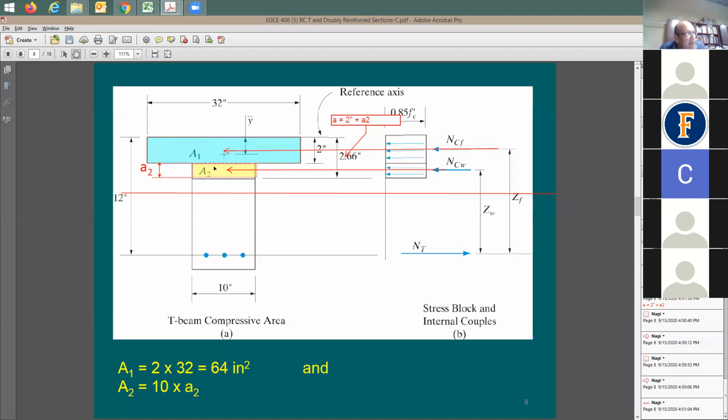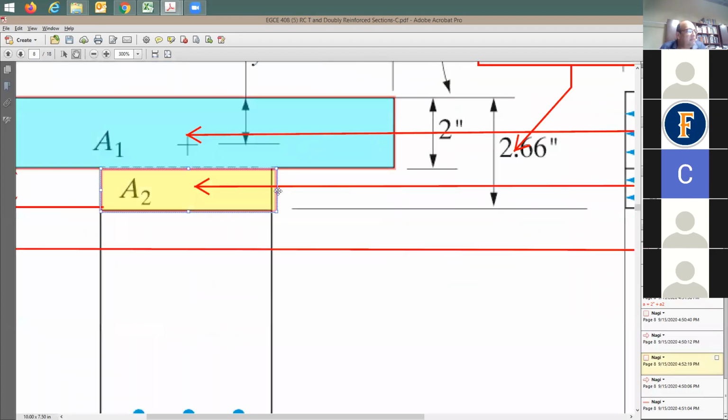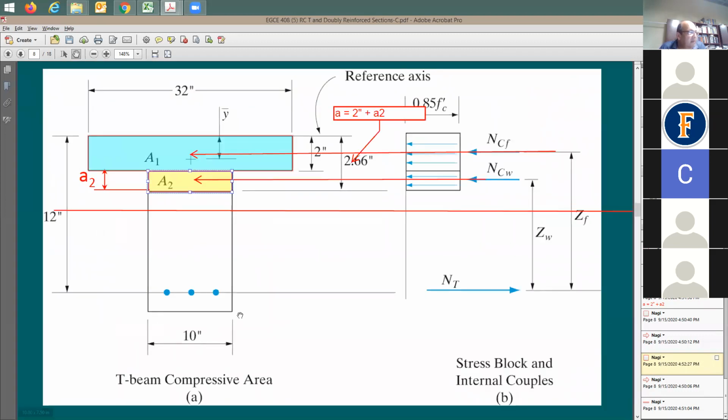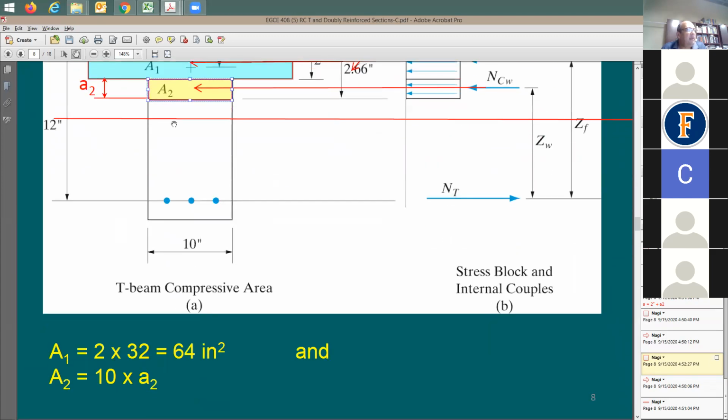It's going to be equal to this yellow shaded area, right? How much is this? The yellow shaded area is equal to this width multiplied by this depth. And this depth is a symbol that I picked here in my analysis. I called it A sub 2. Therefore, A2, which is the cross-section area number 2, is equal to 10 times A sub 2.